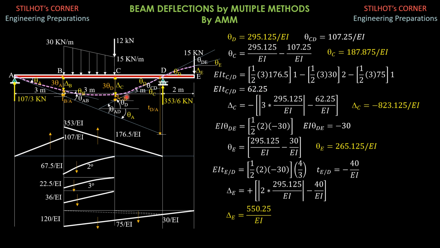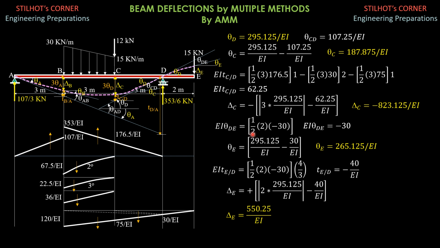So that means that point C on the elastic curve is above the reference tangent at D as shown, so that delta C is the negative of the quantity absolute value of 3 theta D minus the absolute value of the deviation of C relative to D, because this is already positive. And delta C is negative 823.125 over EI, just like before.